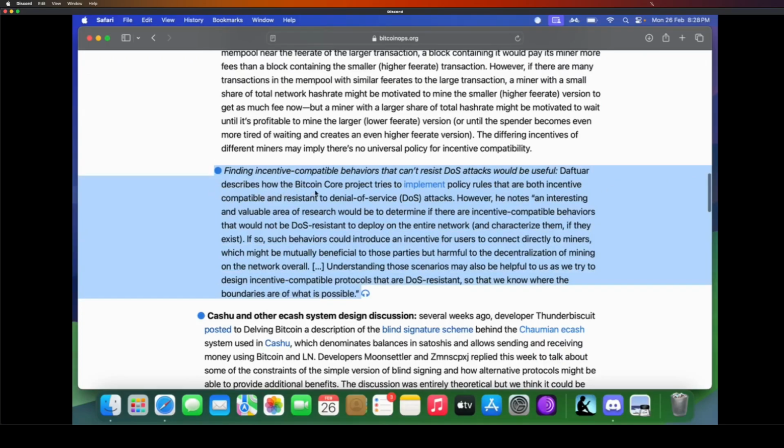The author describes how the Bitcoin Core project tries to implement policy rules that are both incentive compatible and resistant to denial of service attacks. However, he notes an interesting and valuable area of research would be to determine if there are incentive compatible behaviors that would not be DoS resistant to deploy on the entire network, and characterize them if they exist. If so, such behaviors could introduce an incentive for users to connect directly to miners, which might be mutually beneficial to those parties but harmful to the decentralization of mining on the network overall. Understanding those scenarios may also be helpful to us as we try to design incentive compatible protocols that are loss resistant, so that we know where the boundaries are of what is possible.